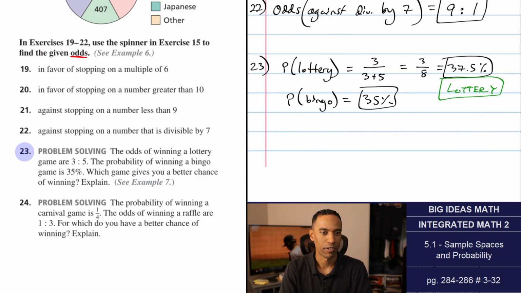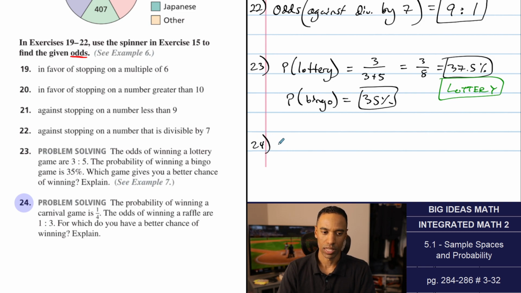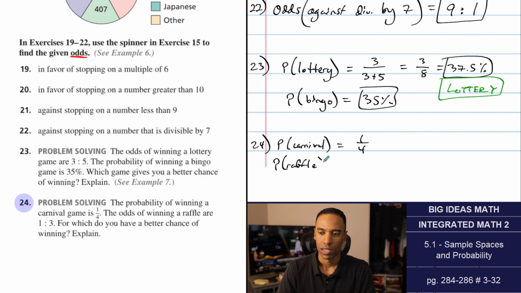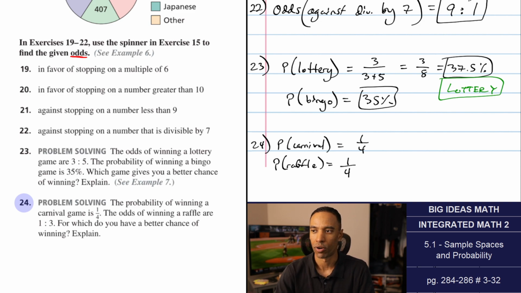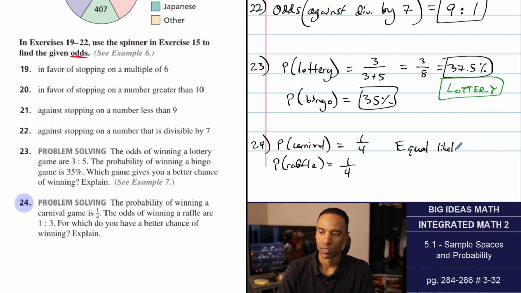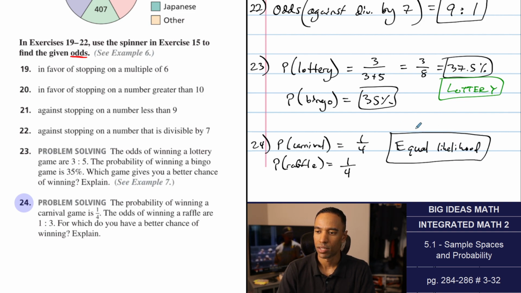Number 24. The probability of winning a carnival game is 1 to 4, whereas the odds of winning a raffle are 1 to 3. Which do you have a better chance of winning? Explain. So the carnival probability is spelled out. That is 1 out of 4. We'll just leave it as a fraction. Probability of the raffle is, it's 1 to 3 odds. That means 1 for, 3 against. That's 4 total. So 1/4 and 1/4. You have equal likelihood. That 1 to 3 means 1 out of 4 there.